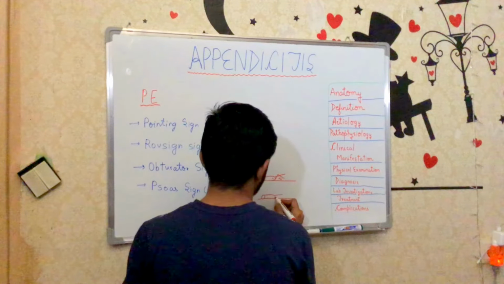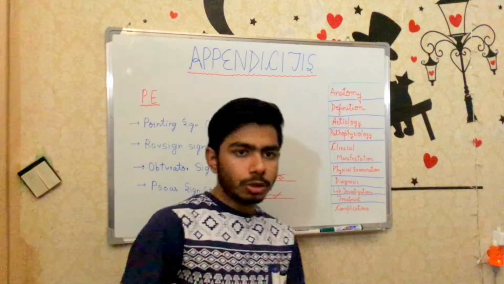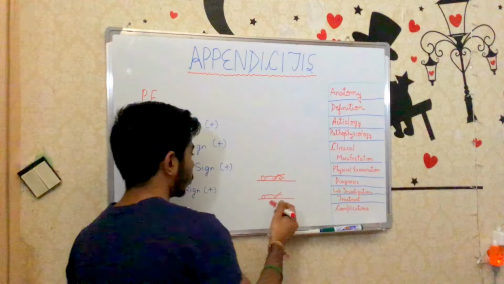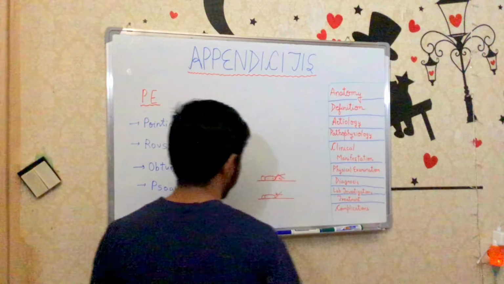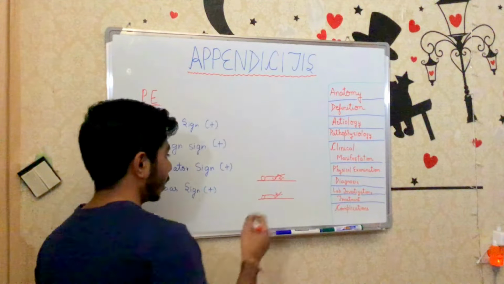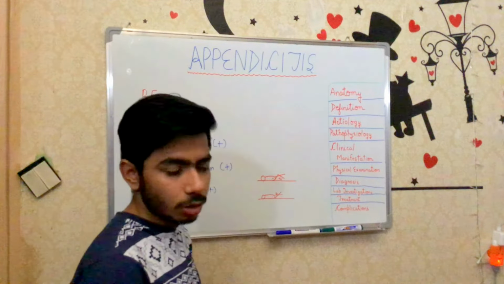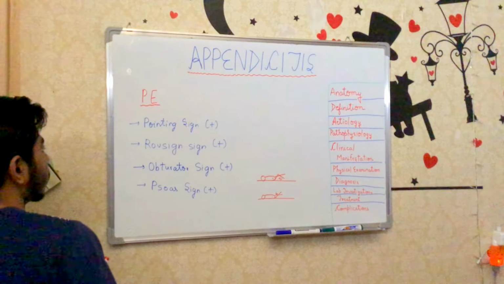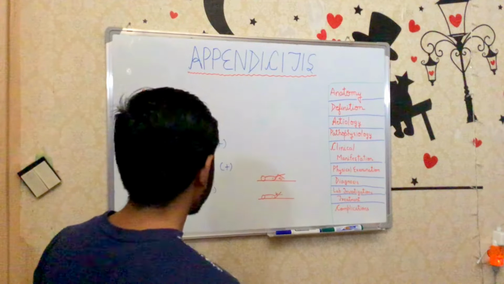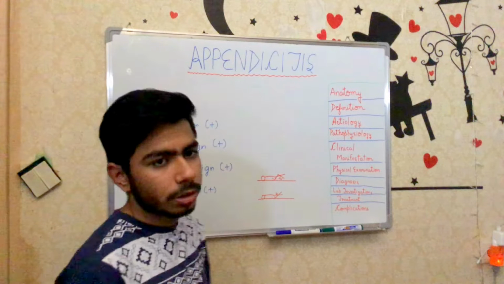Now you will ask the patient to move his leg in the upward direction, and you will resist his leg in the downward direction. And if the patient is feeling pain in the right lower quadrant, it means this patient has the positive psoas sign, because here are the psoas muscles. Now these are the signs when you are physically examining the patient. If these signs are positive, that could indicate appendicitis.